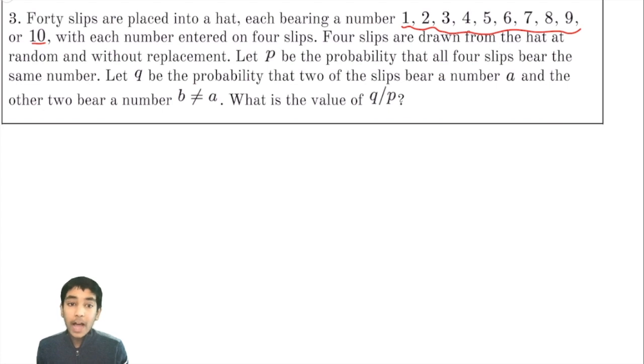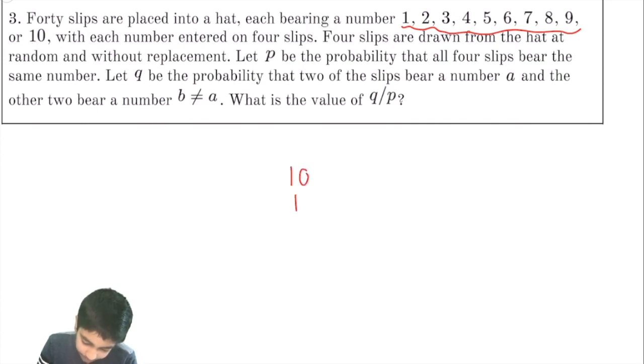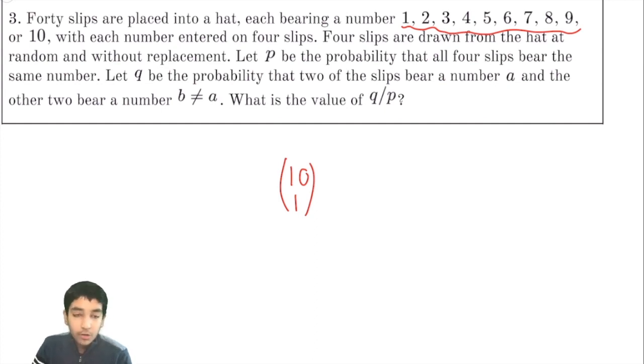So really, we just want to find how much more likely it is to get 2 of 2 slips or 4 of 1 slip. And we can do that by simply counting the number of ways each of those can happen. So in how many ways can we get exactly one number and 4 of that number? Well, we have 10 numbers, and we choose one of them, that all 4 slips will have. So let's say we choose 5, for example.